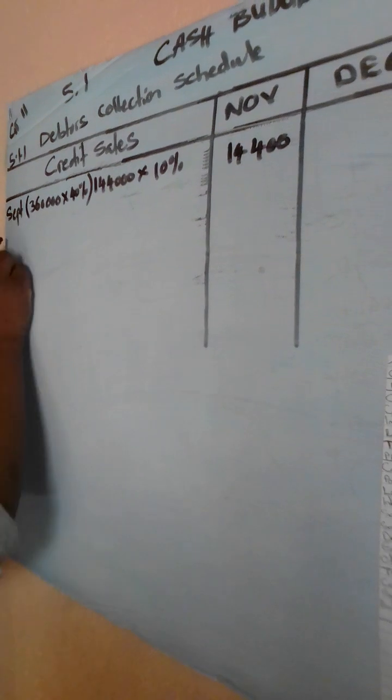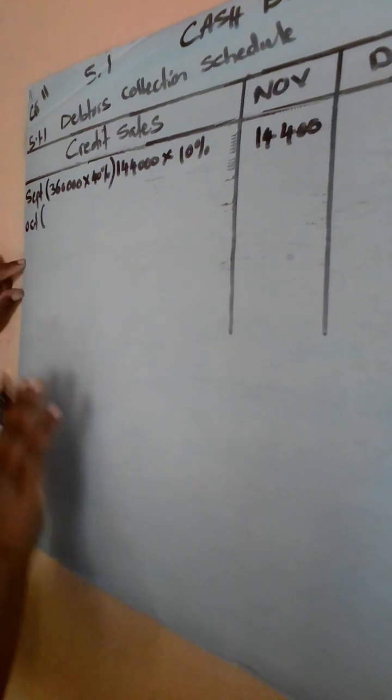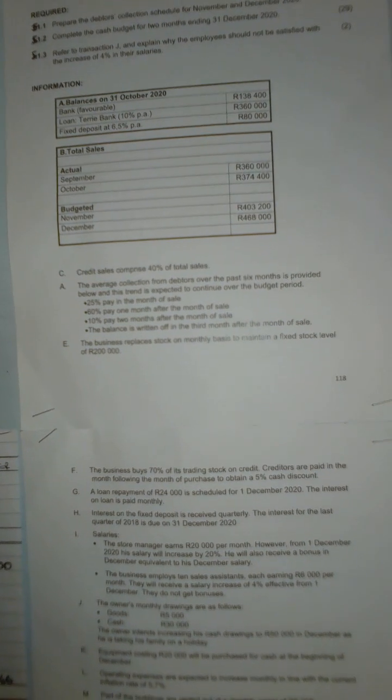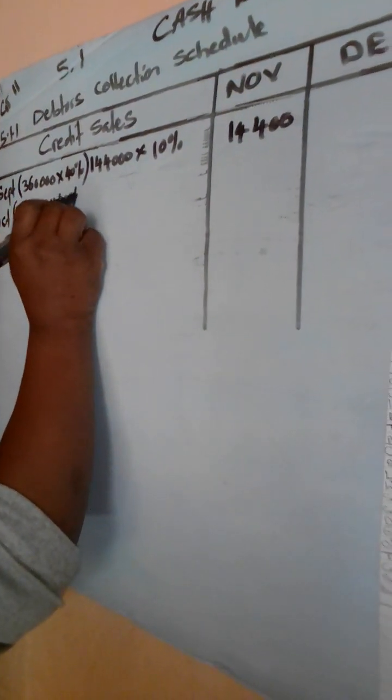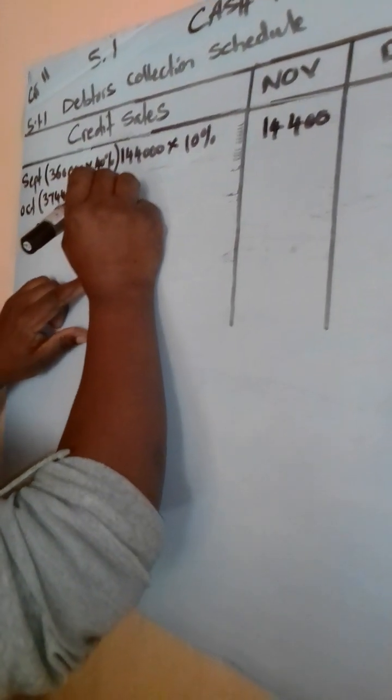Now we move on to the month of October. We start again by calculating the credit sales. Remember, we are given the total sales. October is 374,400. Multiply by 40% to get the credit sales. Let's go to our calculators. We'll get 149,760.